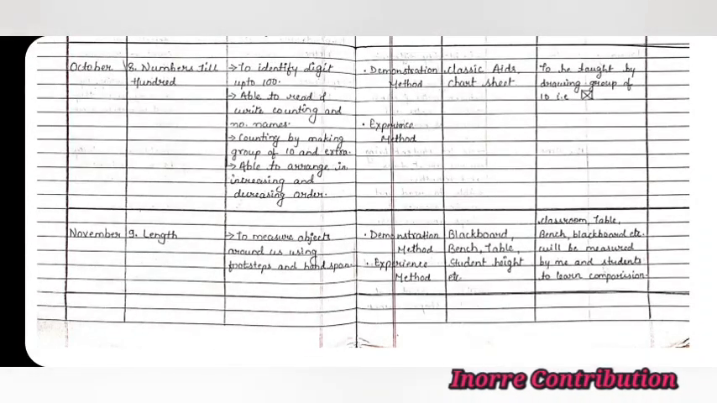Chapter number 9, length. Learning outcome: to measure objects around us using footsteps and handspan. Method: demonstration method, experience method. TLM: blackboard, bench, table, student height, etc. Activity: classroom table, bench, blackboard, etc. will be measured by me and students to learn comparison.